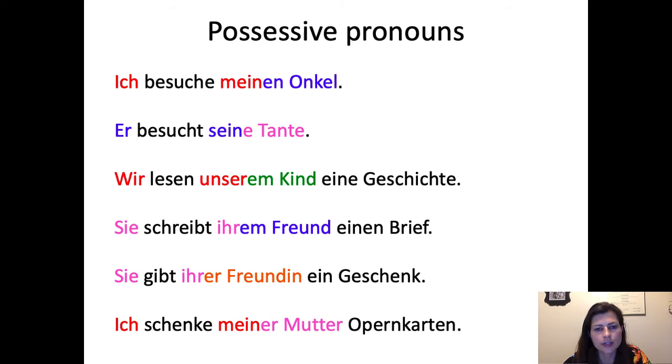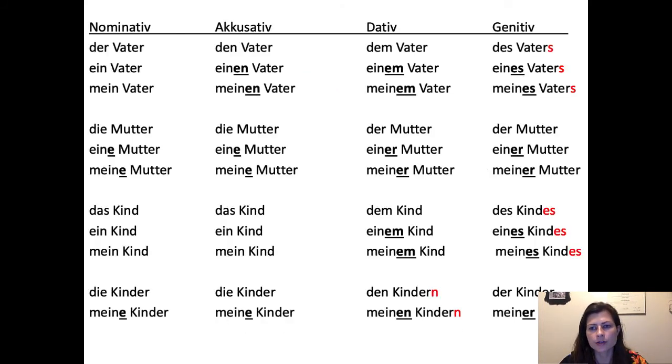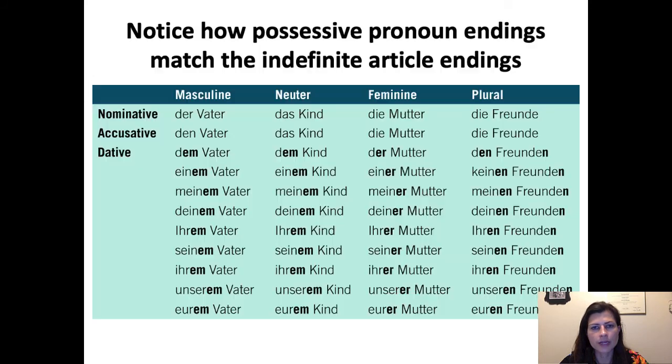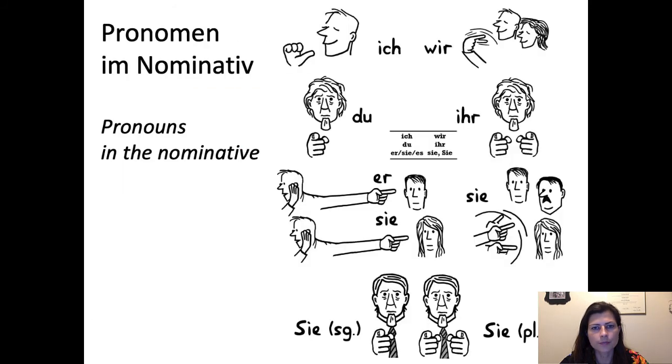And then ich schenke meiner Mutter Opernkarten. So ich and mein go together, but then we get that er for the same reason, feminine dative. I give my mother opera tickets. Okay, so you can see that summary again. They always match. And then this one again. So these are pronouns in the nominative.